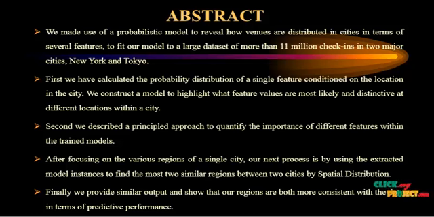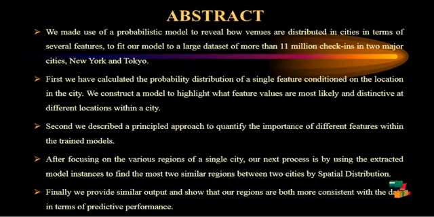We aim to automatically discover a decomposition of the city into overlapping regions, such that one region is possibly associated with shopping centers that are active in the morning, while another is associated with dining venues that are active in the evening. First, we calculated the probability distribution of a single feature. Conditioned on the location in the city, we construct a model to highlight which feature values are most likely and distinct at different locations within the city. Second, we describe a principled approach to quantify the importance of the different values within the trained models.